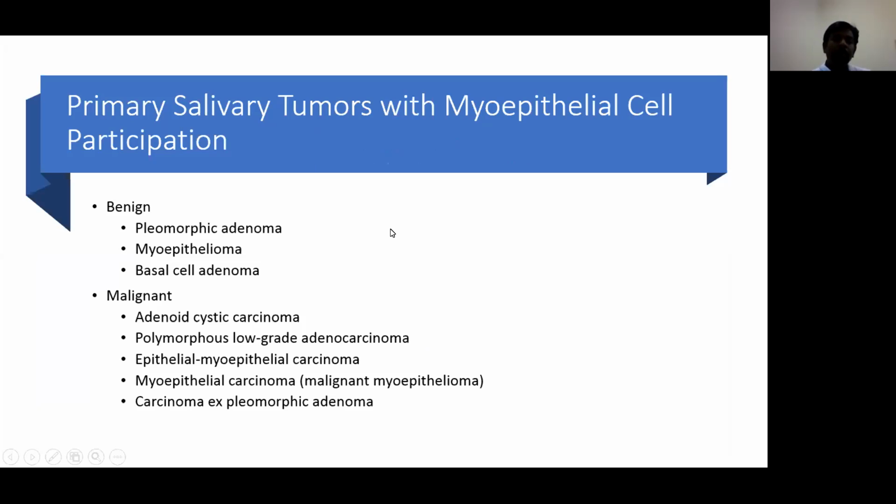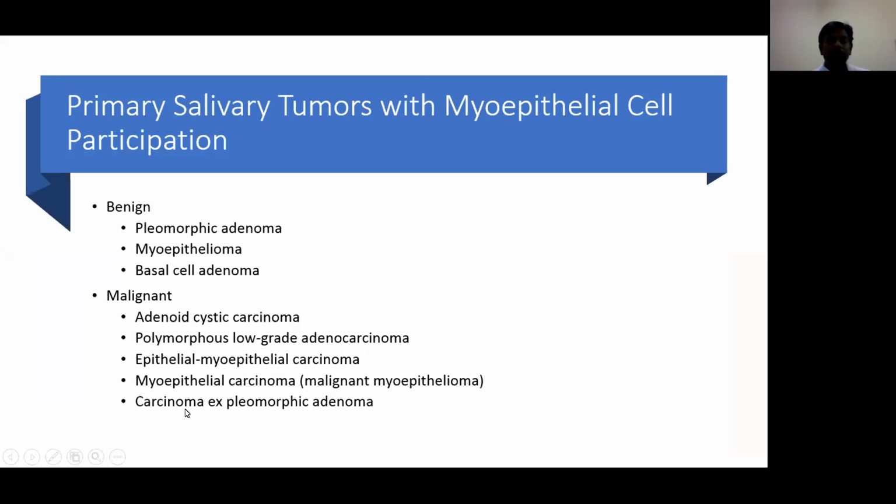Also, just to know which tumors can have myoepithelial cell participation: pleomorphic adenoma, myoepithelioma, and basal cell adenoma will all have predominantly this myoepithelial cell component. And malignant tumors like adenoid cystic carcinoma, polymorphous low-grade adenocarcinoma, epithelial-myoepithelial carcinoma, myoepithelial carcinoma, and carcinoma ex pleomorphic adenoma.